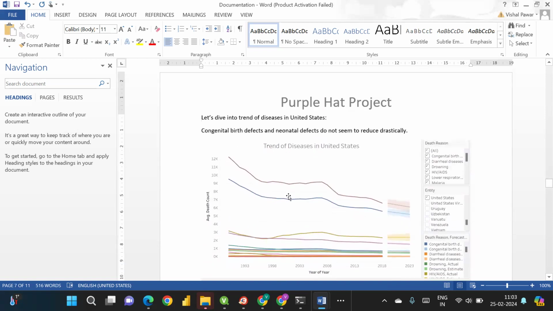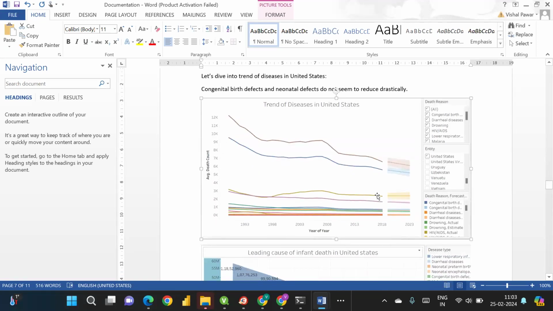We have identified the trend of these diseases. As you can see, this is for the United States. Neonatal is the first one, and congenital is the second one. These have not dropped, and the slope of the drop is very low, so this seems likely to continue in the future. Our plan is to make the drop slope steeper so that the drop is higher, and we'll further analyze this.